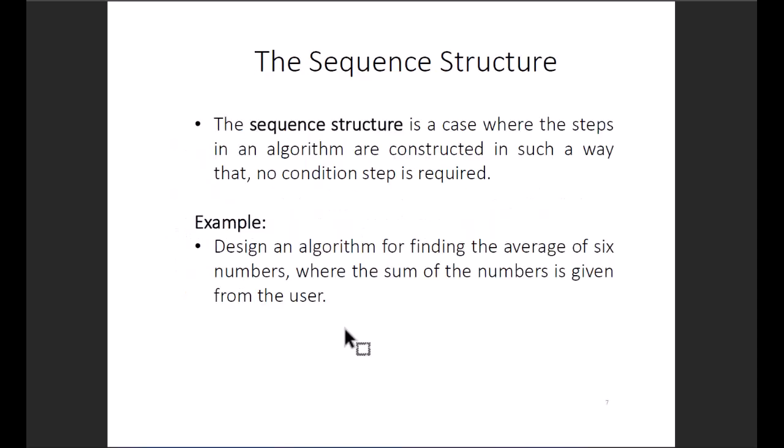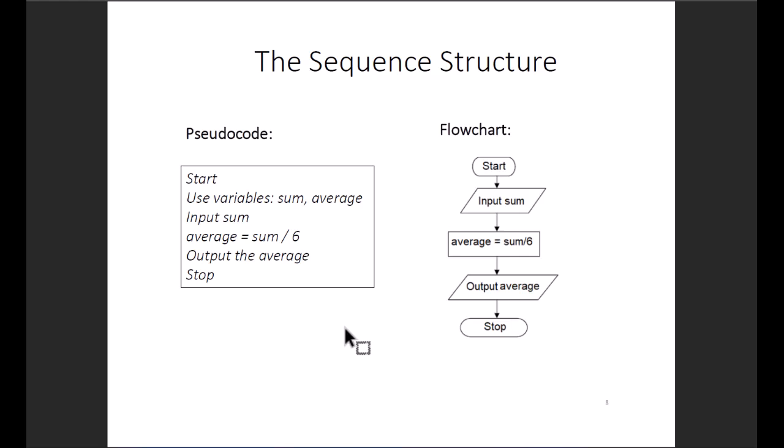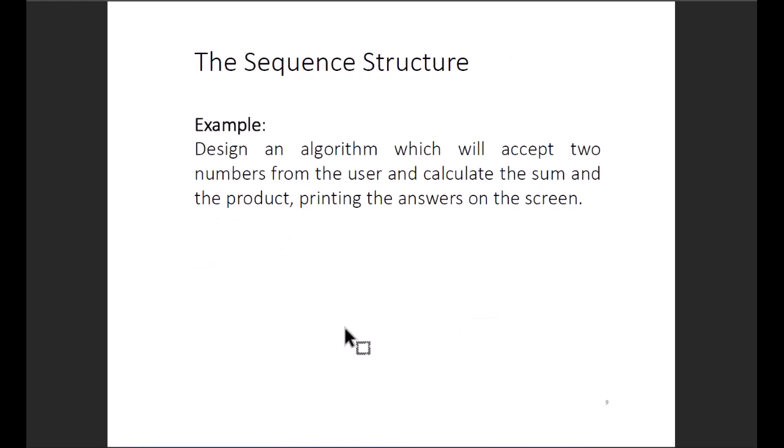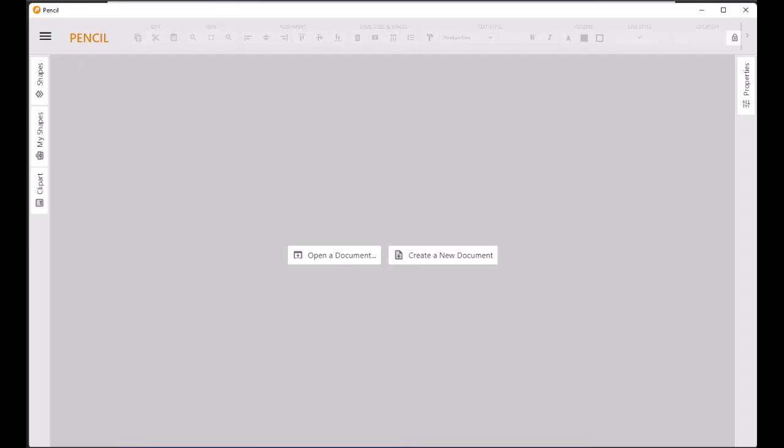Alright, sequence, we've seen this. Let me take the other example. There's another example over here. Now this example will be coded in meeting 2. Design an algorithm which will accept two numbers from the user. So I need to take two numbers from the user and calculate the sum and the product, printing the answer on the screen. Now you can try to do it yourself: you can pause and try to draw the flowchart, or let me try to do it with you, and then we will see it in the slides.